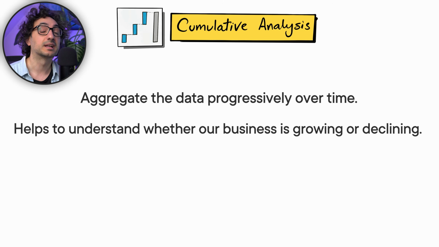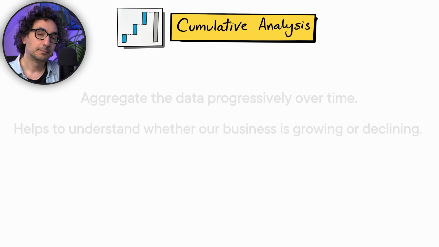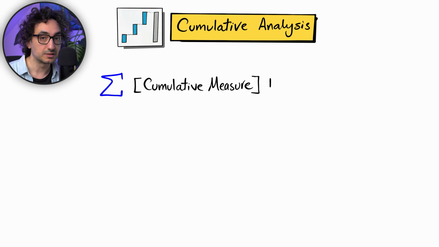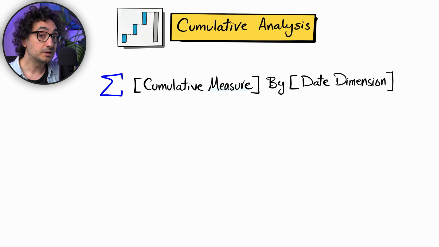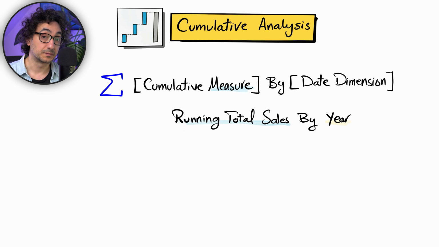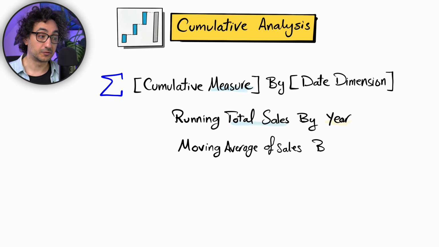So the formula is going to be very similar to the change over time, but instead of having a simple aggregation on the measure, we're going to aggregate our measure, but this time cumulatively. So we are adding stuff on top of each other. And the data again is going to be split by the date dimension because we want to track the progress over time. For example, we can find the running total of sales or the moving average of sales by month.